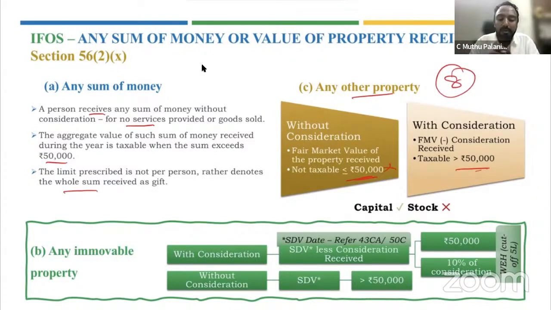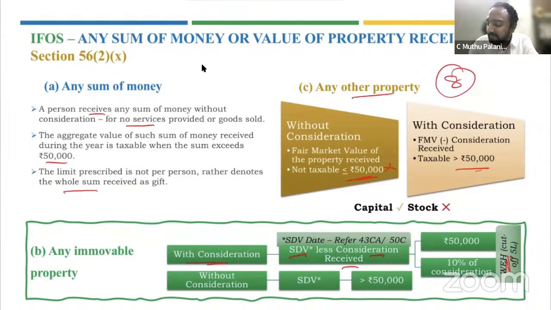What about immovable property? If it is received with consideration, I take stamp duty value less consideration received. What date of stamp duty value? Similar to what we discussed in 43CA, depending upon whether advance was received in cash or bank mode. So that's what it is about. Stamp duty value less consideration received, if it is more than 50,000 or 10% of consideration, whichever is higher.